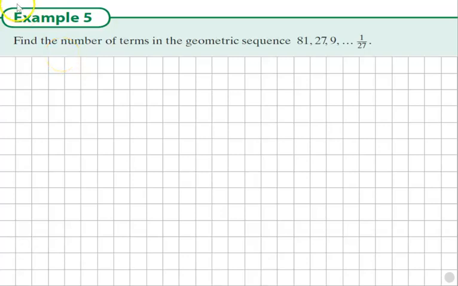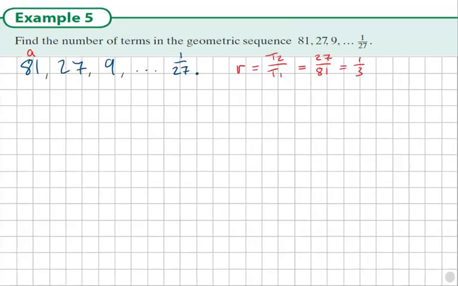Geometric sequences, example 5. Find the number of terms in the geometric sequence 81, 27, 9, up as far as 1 over 27. And notice that there's a full stop at the end, so that's indicating that's the final term in this particular geometric sequence. So we're going to write out our sequence.